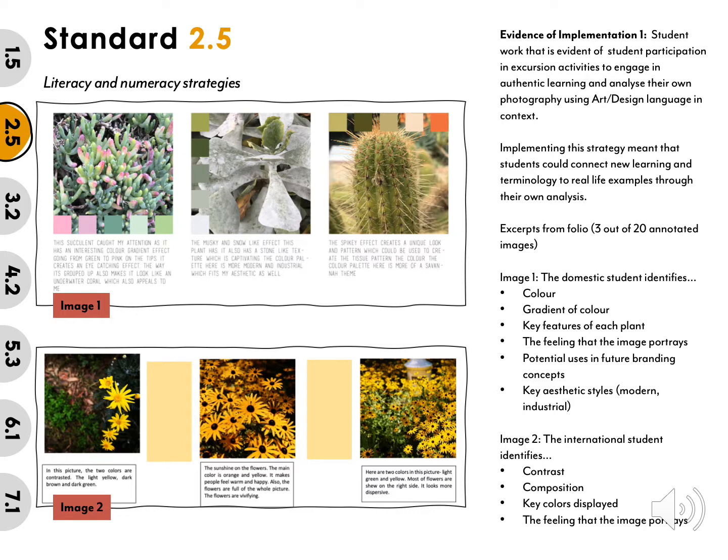So I have demonstrated my understanding of this standard through the organisation of an excursion to engage students in authentic learning of some otherwise abstract concepts. Activities included students photographing plants and annotating them to connect new learning of terminology to real-life examples, and in doing so demonstrate their understanding of design language. In their annotations, students have been able to identify concepts discussed in class, including key colours, gradient of colour, the feeling or mood that the image portrays, contrast, composition, and elements of existing aesthetic styles.